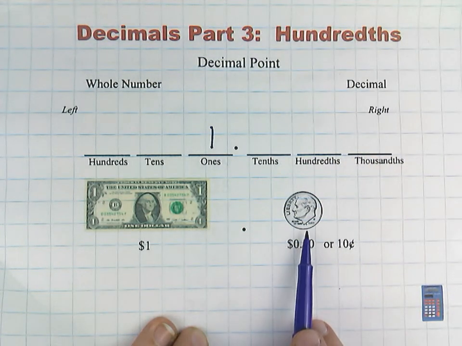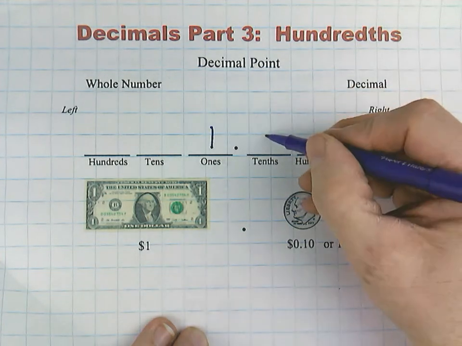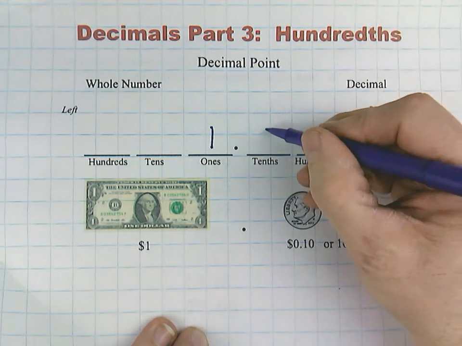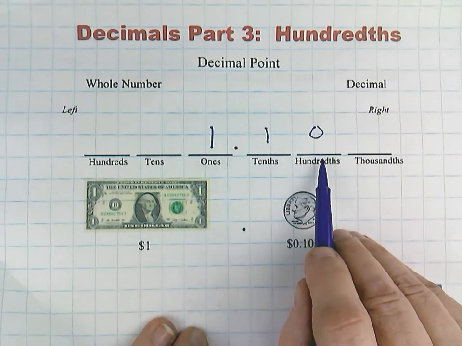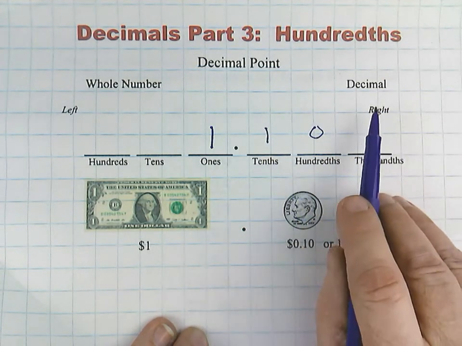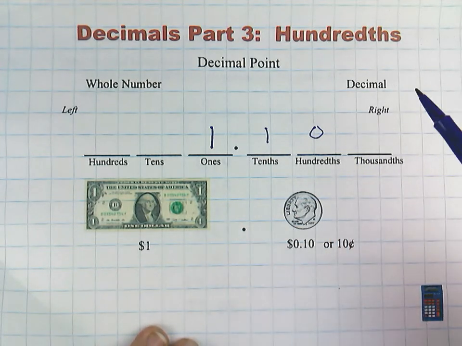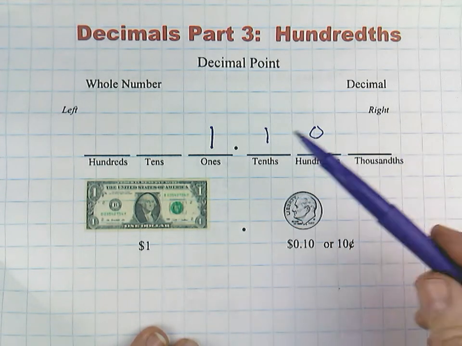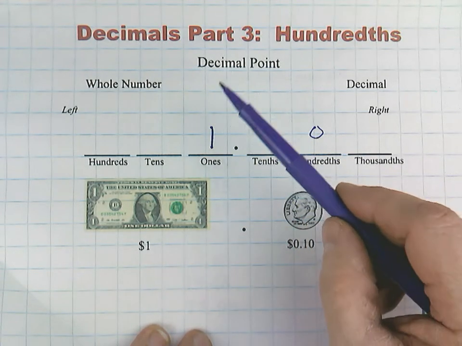Our dime is less than one whole dollar. It would represent 10 cents, or in other words, 10 out of 100. So that would represent 10 hundredths. And notice that that is on the right side of the decimal point. Our number system has to have a way to show that. Each whole number place value increases by a multiple of 10.